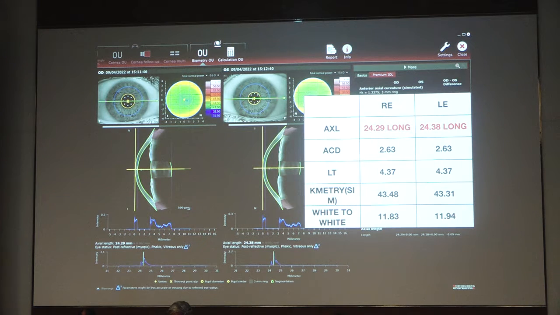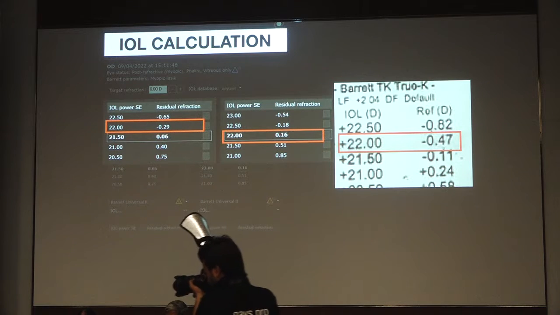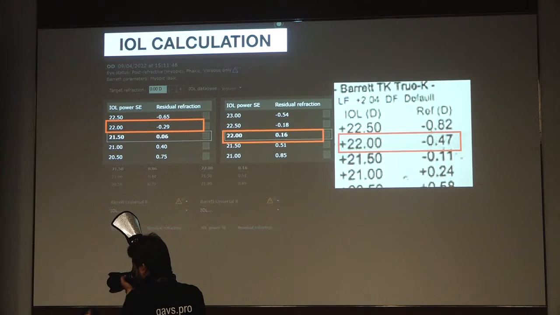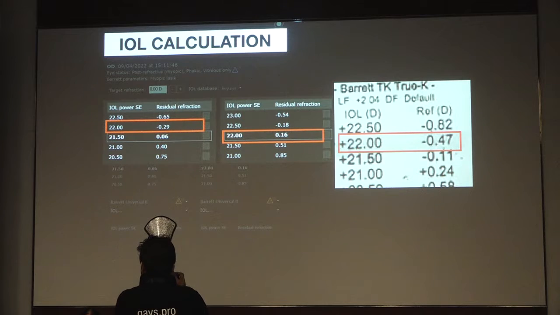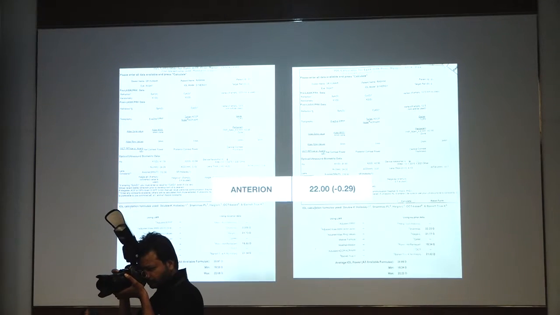How does it help me? This is the actual length measurement: 24.29, ACD of 2.63. It also gives you lens thickness, which is an essential part of expected lens position, keratometry and white to white diameter. According to the Barrett True K, we got a 22 as minus 4.27. According to the calculations on the Anterion, we got the same reading. So 22 is 0.16 and 22.5 is 0.18. These were the two readings that I got.